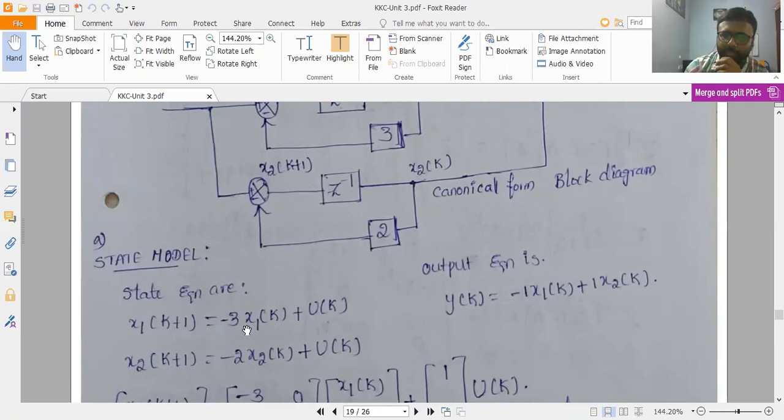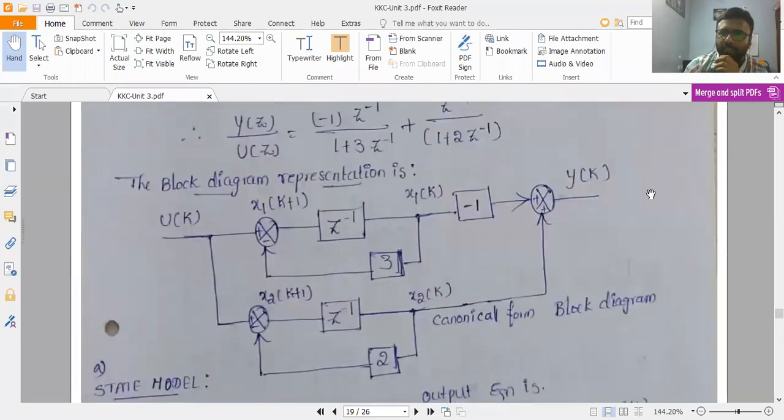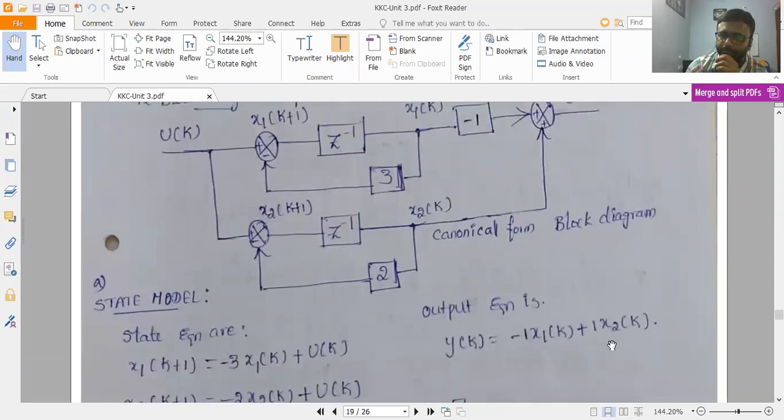Therefore, x1 of k plus 1 is written as minus 3 into x1 of k plus u of k, and x2 of k plus 1 is equal to minus 2 into x2 of k plus u of k. And the output equation, that is y of k, is going to be represented as minus 1 into x1 of k plus 1 into x2 of k.